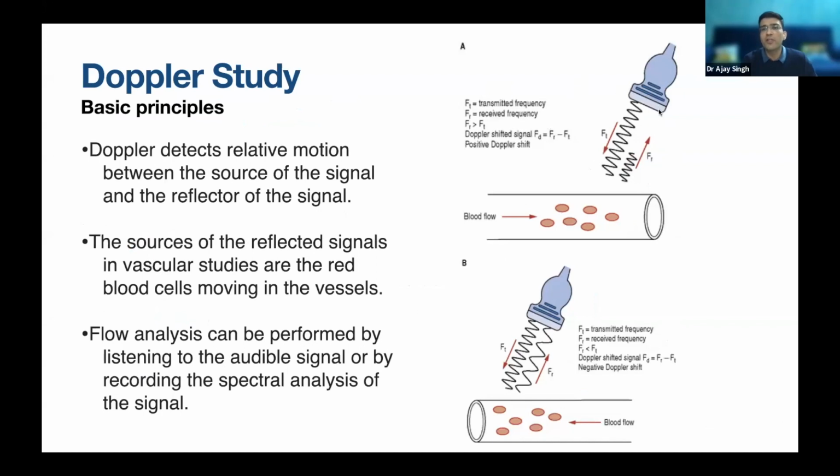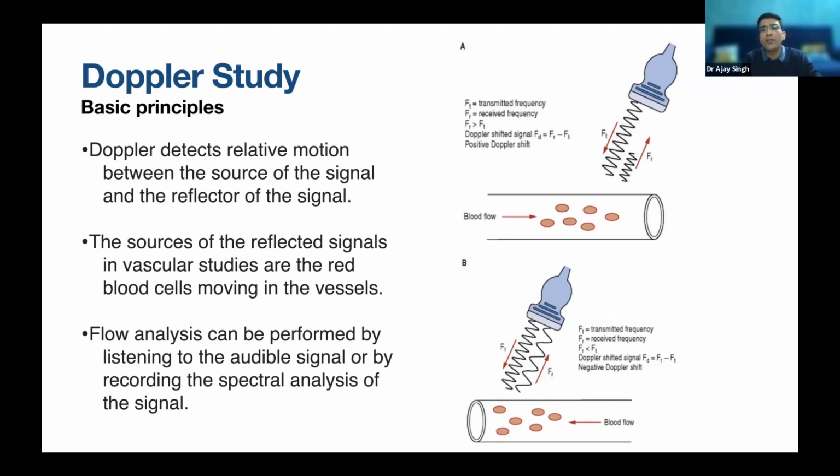In our case, the source of the signal is the ultrasound transducer probe, which transmits a frequency, generally called the transmitted frequency. This frequency is reflected by the red blood cells in the blood vessel, and the reflected frequency is received by the same ultrasound probe, and it is called the received frequency. When the frequency is reflected, it is changed by the red blood cells, and the change in the frequency is detected as Doppler shift or Doppler signal. Depending on how much change there is in this frequency, the machine calculates whether there is movement or not, the direction of the movement, and the frequency of the movement.